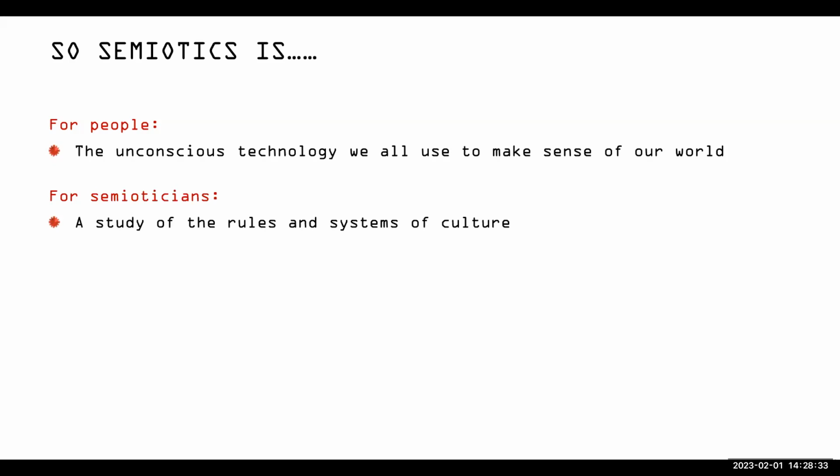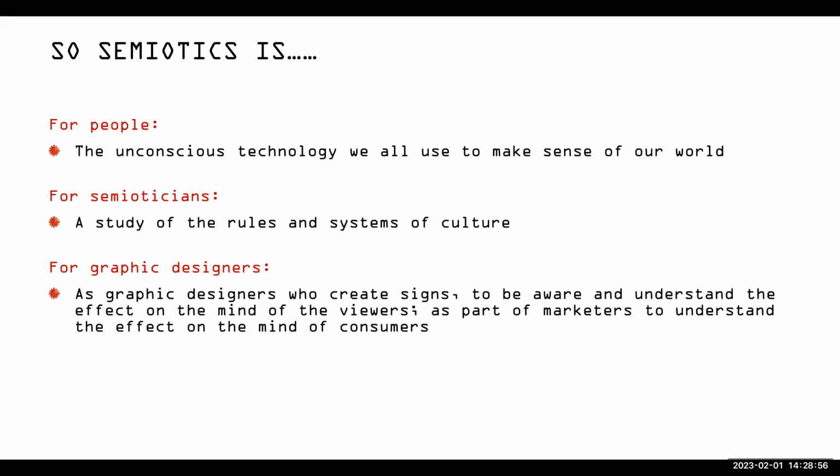For a semiotician, it's trying to understand the rules and systems of culture. And believe me, it seems a very difficult subject to understand because a lot of it is assumed. We just assume certain meanings, we just assume certain rules. So for a semiotician to put down the theoretical part is rather difficult, but there's a lot of work on this. For a graphic designer who creates signs, it is to understand the effect of that symbol on the viewers. And for marketers, to understand what it impacts on the mind. And that's what we also do as researchers.